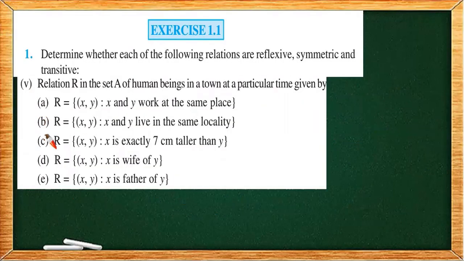Here, the fifth part has A, B, C, D, E as subparts, and relation R is defined on a set A of human beings in a town at a particular instant of time, given by ordered pair xy, x and y work at the same place. So x is related to itself because x is working at the same place. X is related to x for all x. So this relation is reflexive.